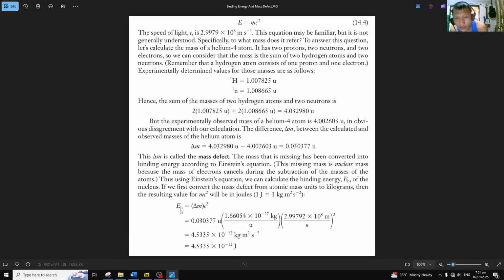If you want to compute the binding energy, we only have to have the mass and then the constant C, which is 2.99792 times 10 to the 8. Then you have a conversion of 1.66054 times 10 to the negative 27 kilograms per atomic mass unit. This is the conversion of atomic mass with respect to kilograms. Conversion factor between mass and kilogram.